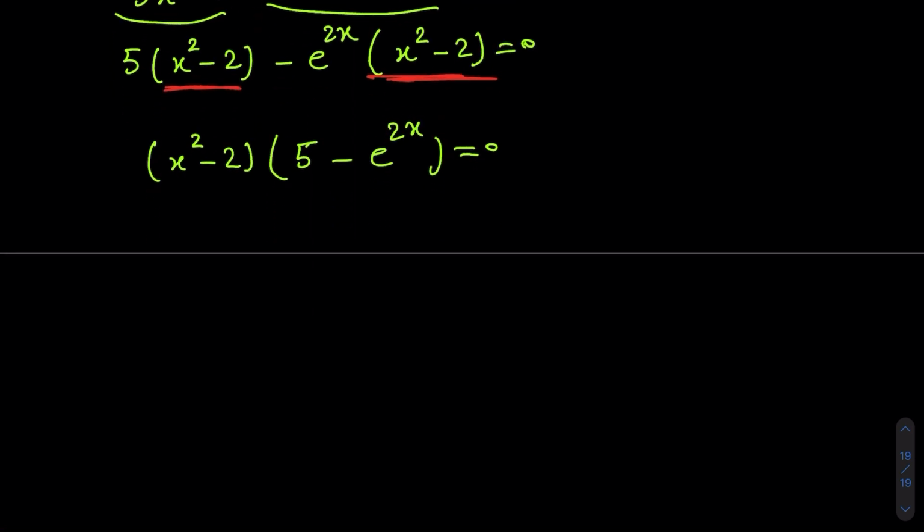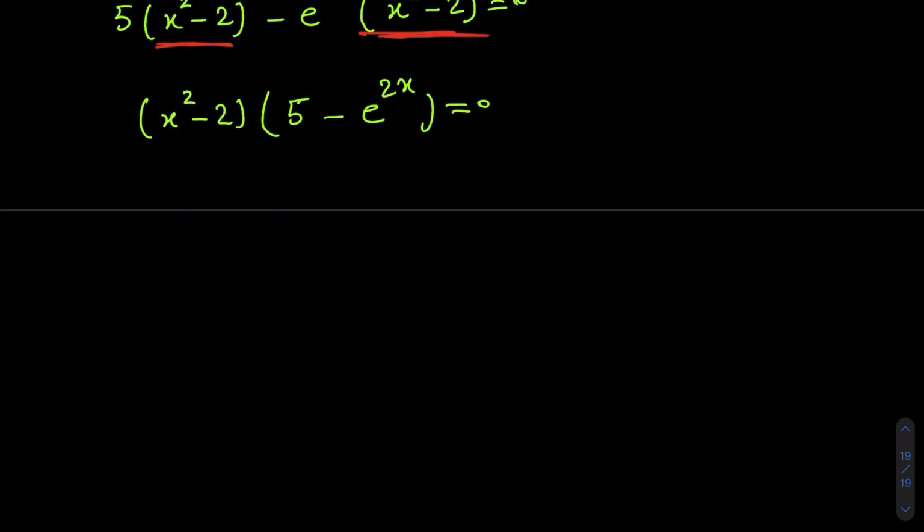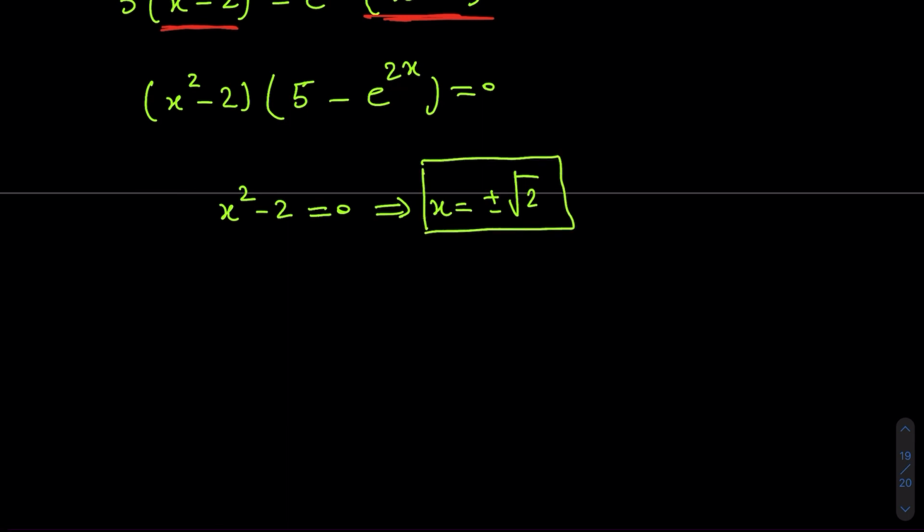All right, so now we have already factorized this scary equation, and we have got to this answer. Now I will set each parenthesis equal to 0, and then I can solve for x. So let's say x to the power of 2 minus 2 is equal to 0. Therefore x will be equal to positive or negative square root of 2. So these are two values for x, one positive square root of 2 and one negative square root of 2.